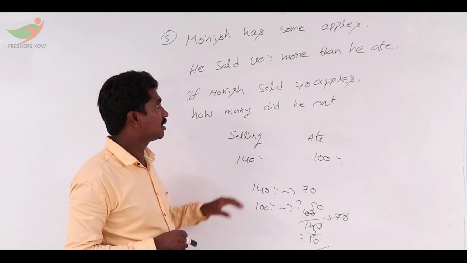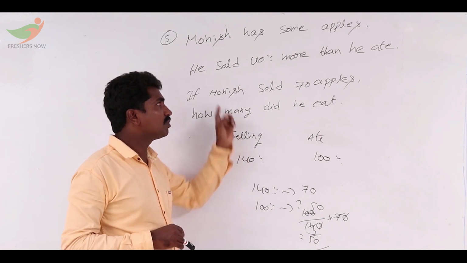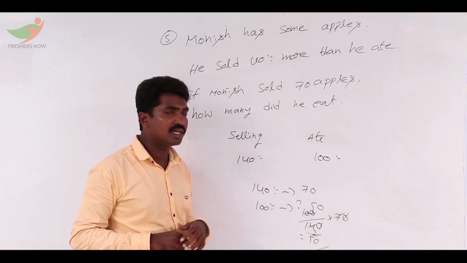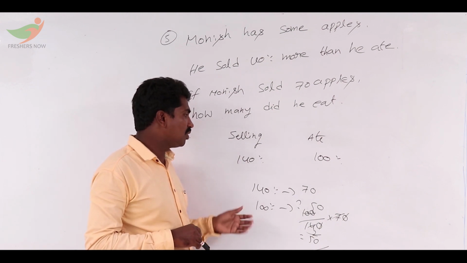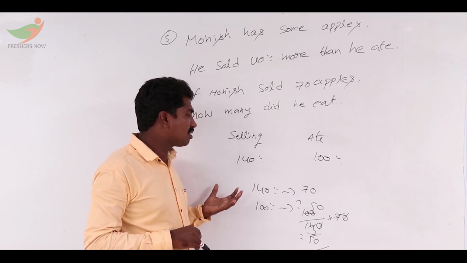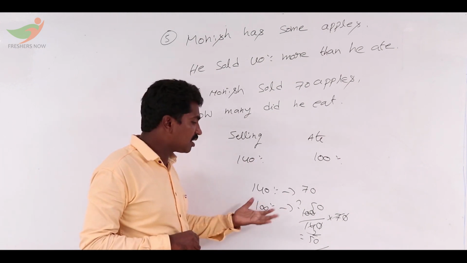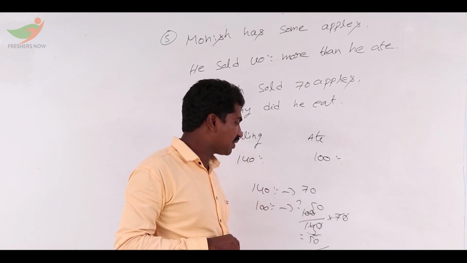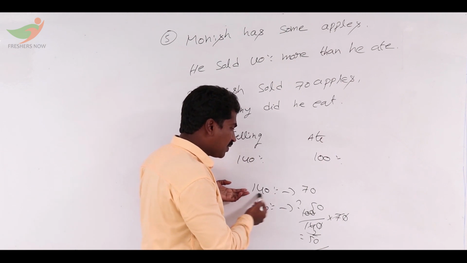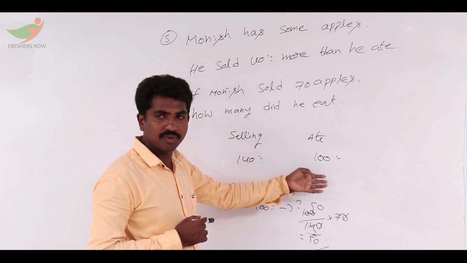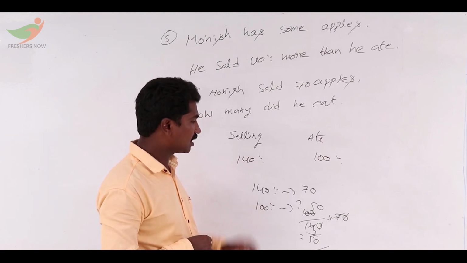I repeat, Monish has some apples, he sold 40% more than he ate. I am taking he ate 100%, so he is selling at 140%. I know the number of selling articles here. He is selling 70, 140% is 70. Here we find 100% how much? 100 by 140 into 70, so 50. The value is 50. Here we can say easily 140% is 70, so 50% of that value is 50 in 100, you can say easily.